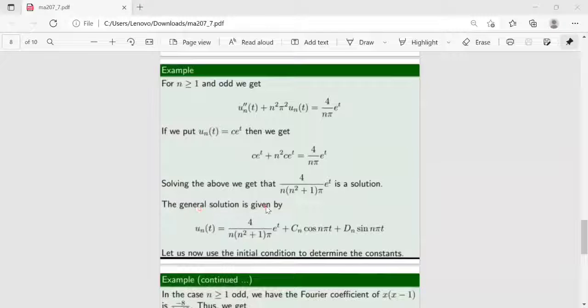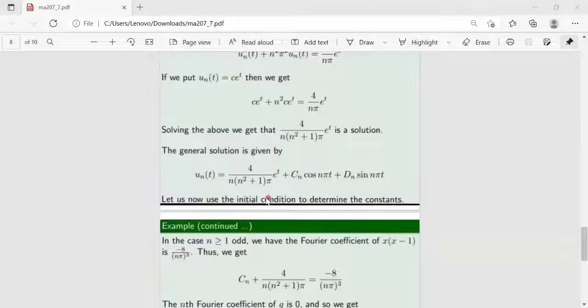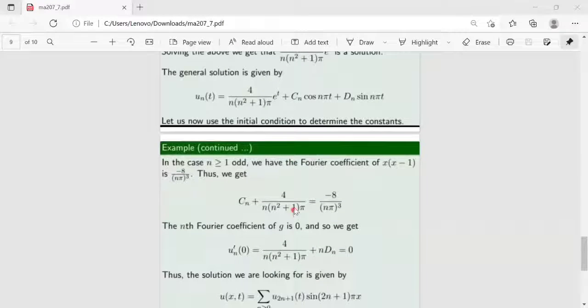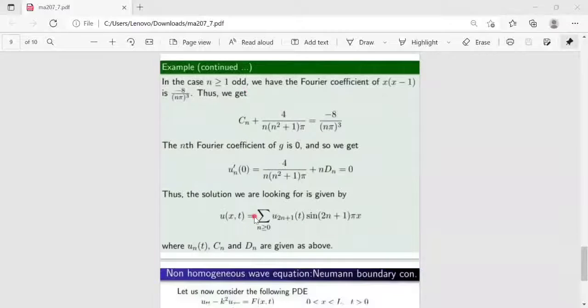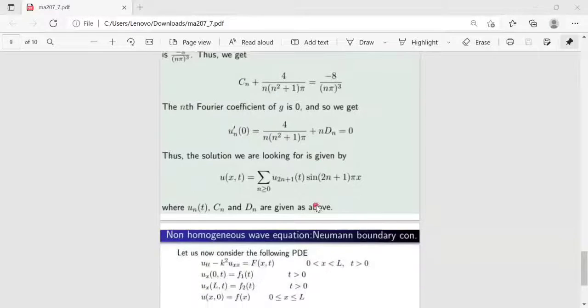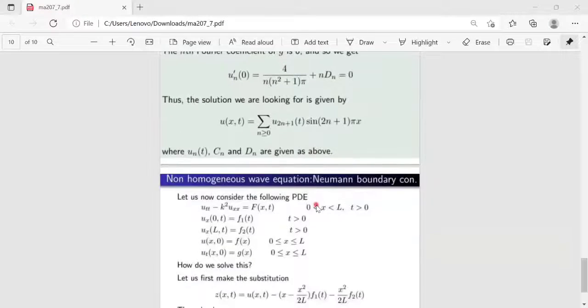The general solution for this is given as u n of t equal to this solution plus what we got earlier, c n cos n pi t plus d n sin n pi t. We can find the constants c n and d n by using the initial condition. If we equate the Fourier series coefficient of x into (x minus 1), we get c n, and similarly we can find d n. So this is the procedure to solve the non-homogeneous wave equation.